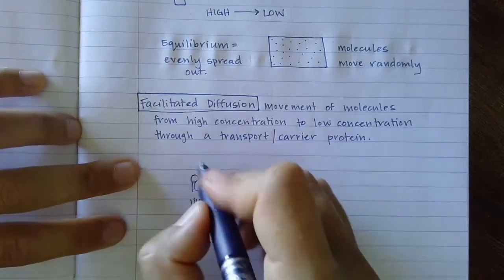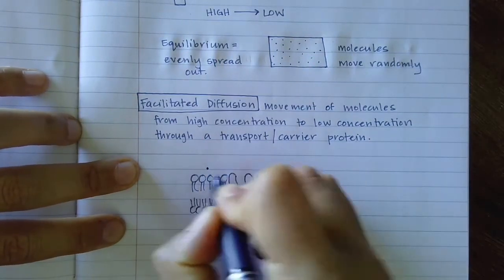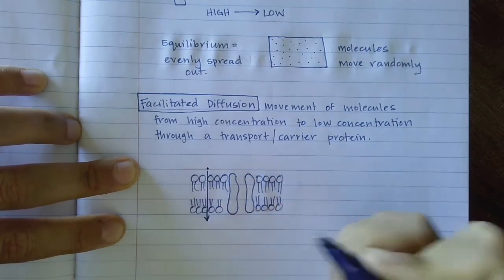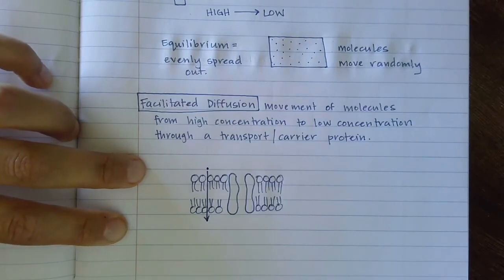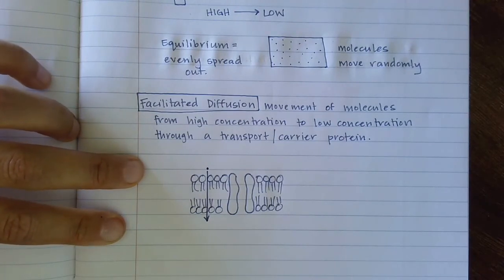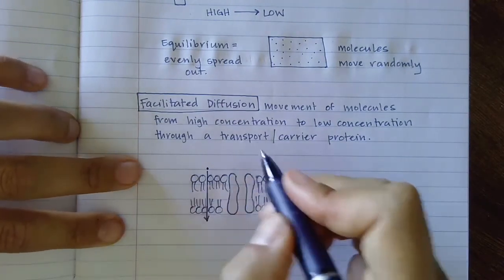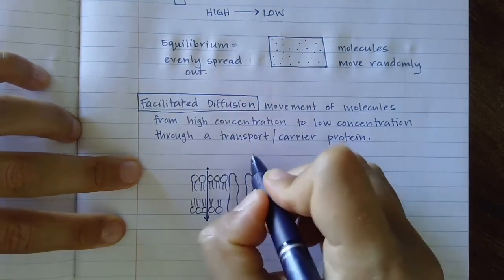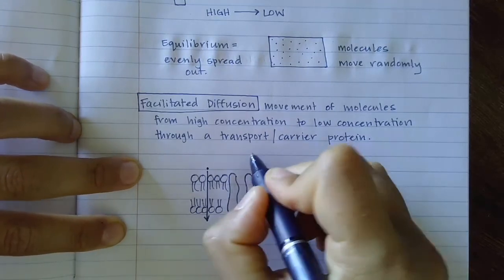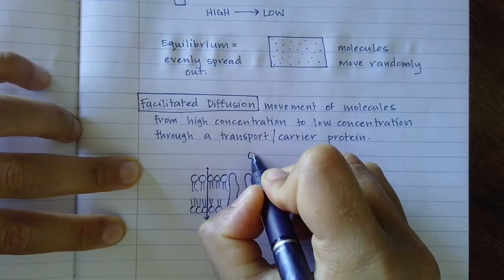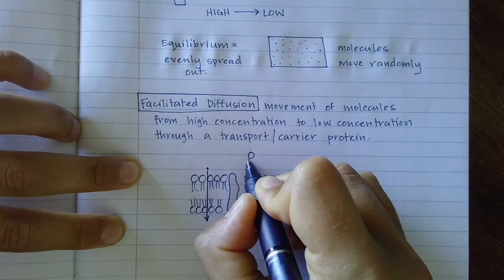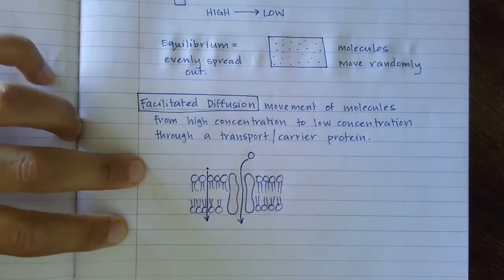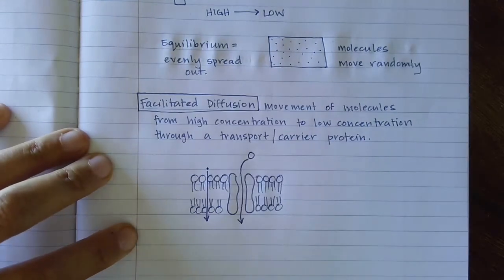And what happens is, if we have a really small molecule, it can go right through the phospholipid bilayer, and it can go into or out of the cell. And that's going to happen by diffusion. But if you have something big, then it can't go directly through the phospholipid bilayer. So something big has to go through this carrier or transport protein.